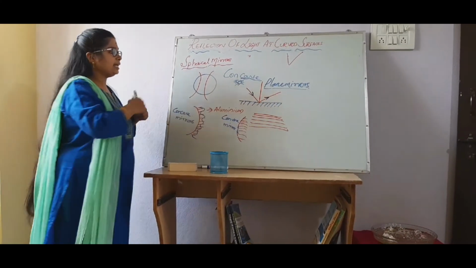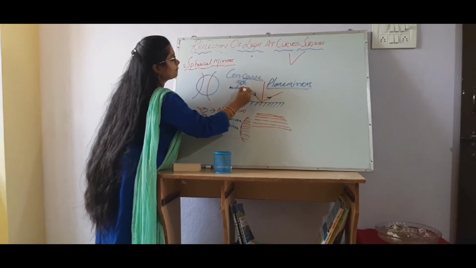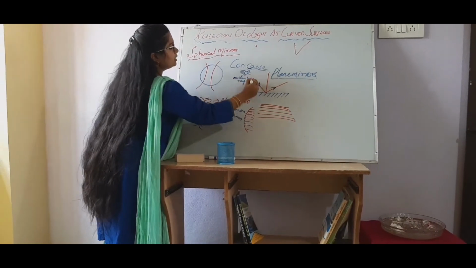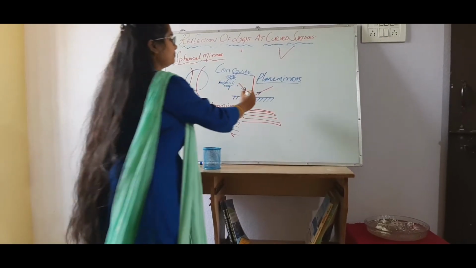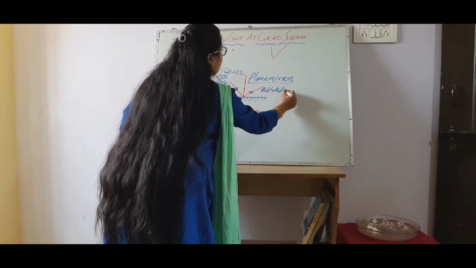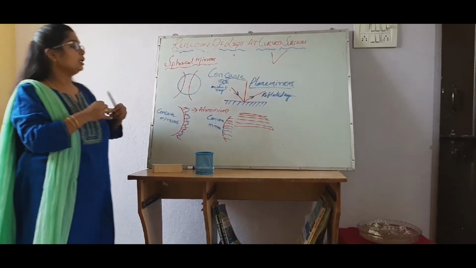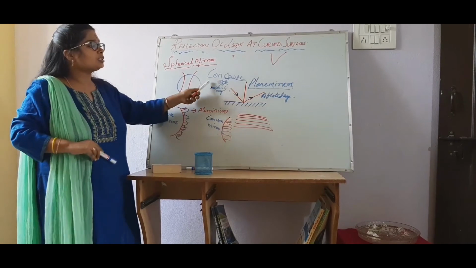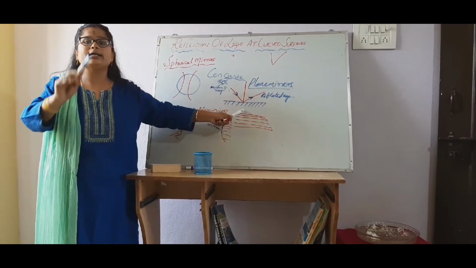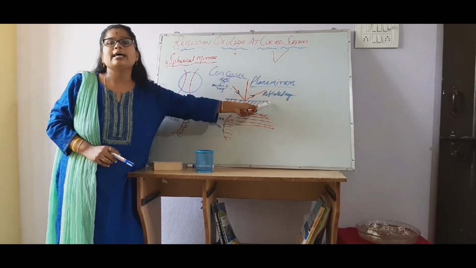This is the incident ray. This is the reflected ray. Always remember, you don't get confused between these two. Incident ray, from a source, the light which we are taking is incident, and which gets reflected is called the reflected ray.